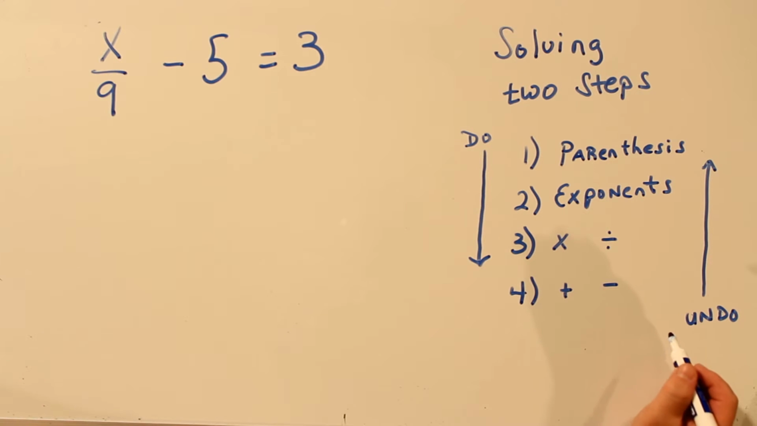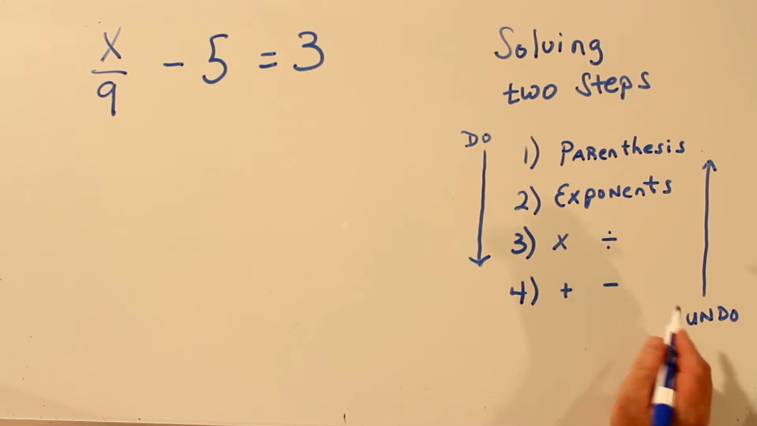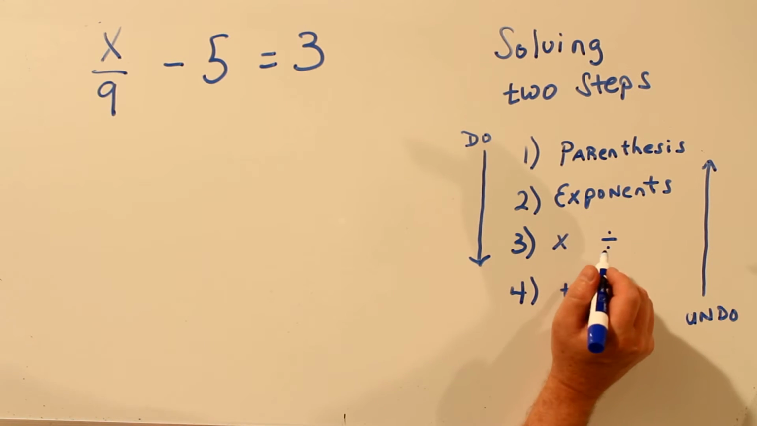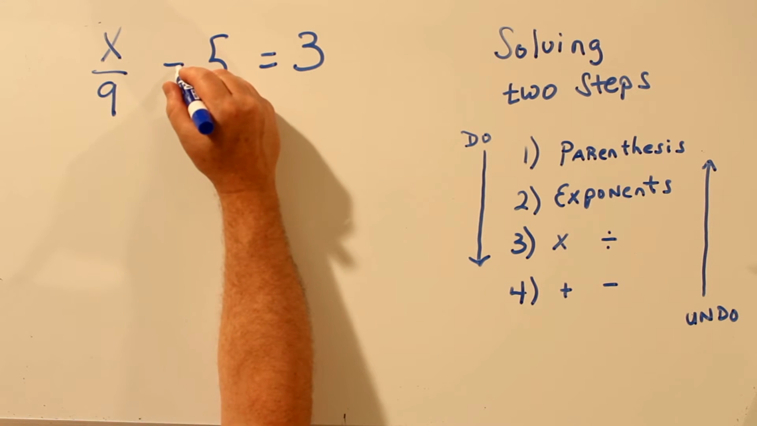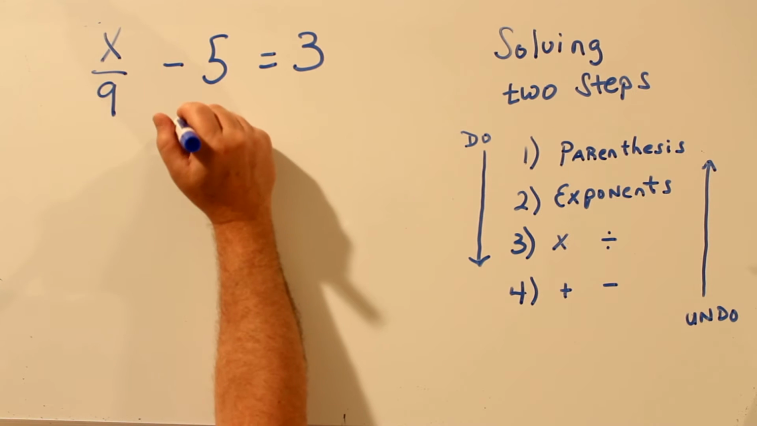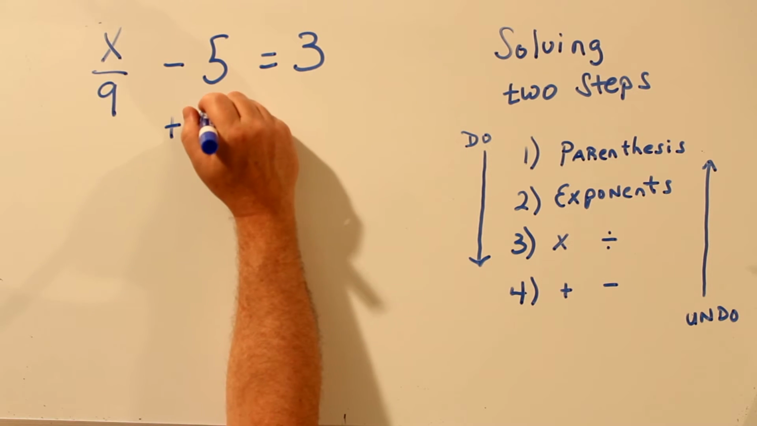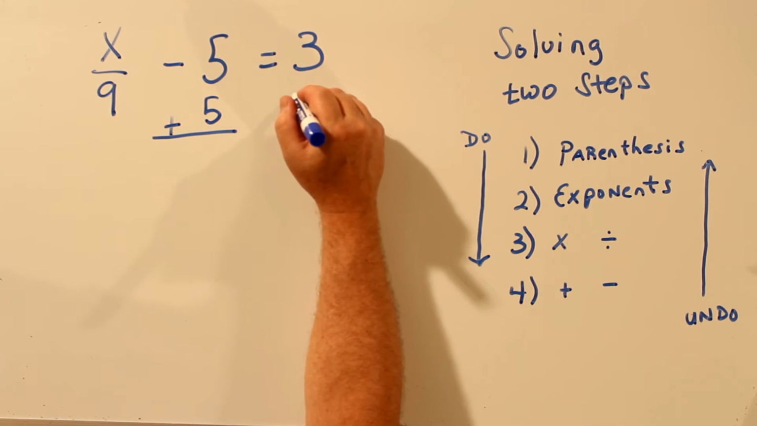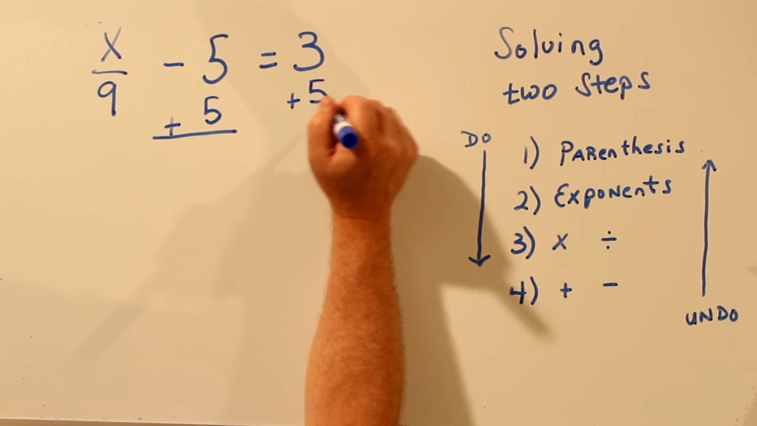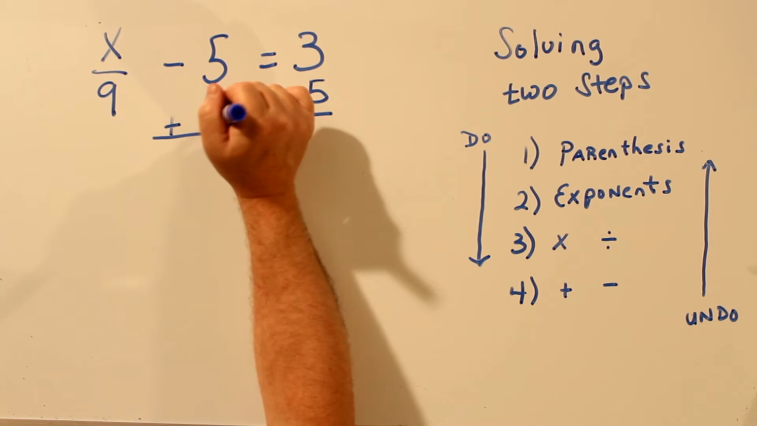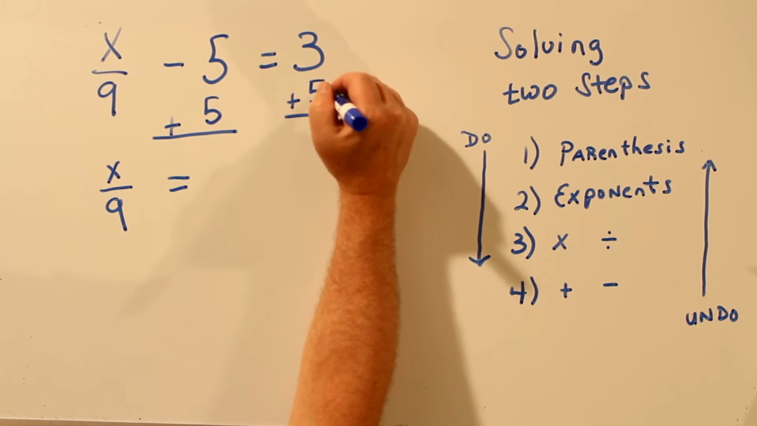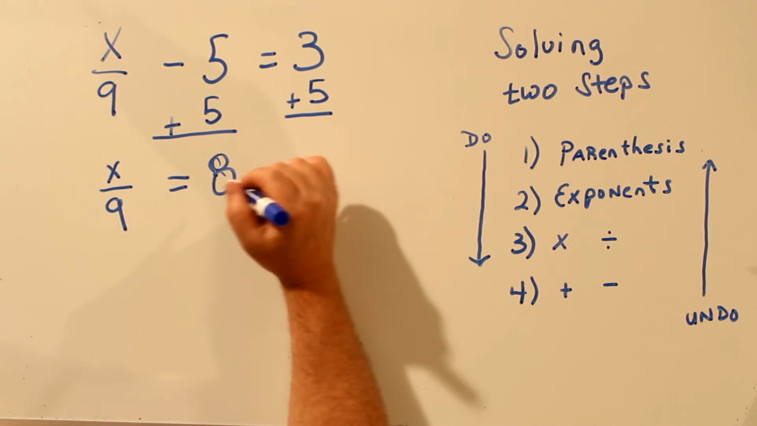But if we look at our order of operations, in order to undo them, we have to first undo addition and subtraction, and then multiplication and division. So we're going to first undo minus 5, and we undo minus 5 by adding 5 to this side of the equation. And to keep the equation true, if we add 5 to this side of the equation, we have to add 5 to this side of the equation. Here, minus 5 plus 5 is 0, so we have x over 9, and here 3 plus 5 is 8. X divided by 9 equals 8.